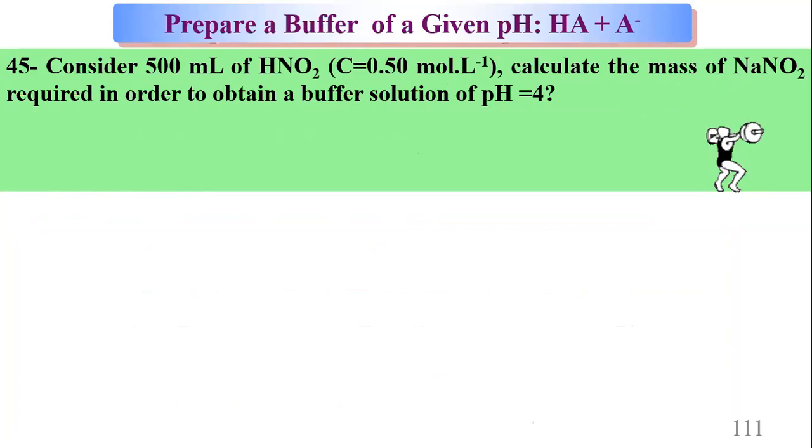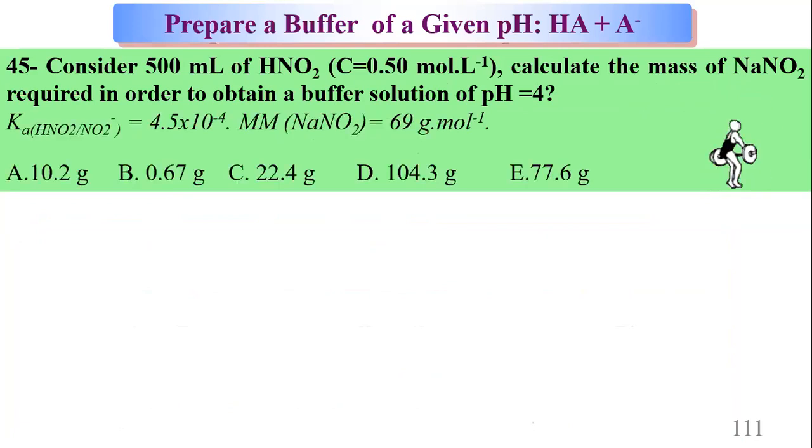Number 45. Again, now we're preparing a buffer by adding an acid and a certain amount of its base. We have the Ka given, and this is an MCQ question, and we also have a molar mass. In this case, they want, consider 500 milliliters of nitrous acid. They gave us the concentration. Calculate the mass of the salt, sodium nitrite, required to obtain a buffer of pH 4.